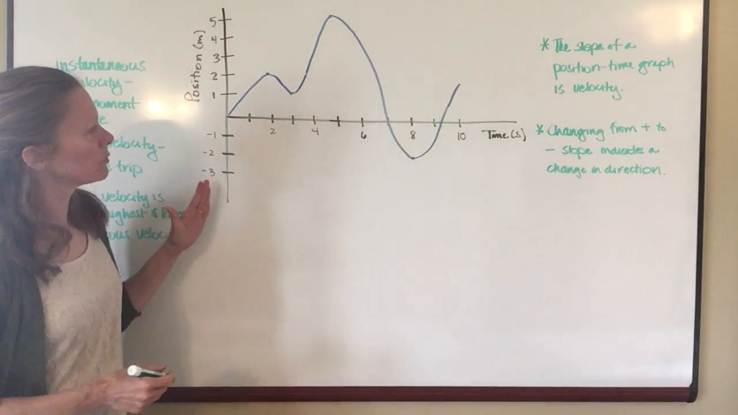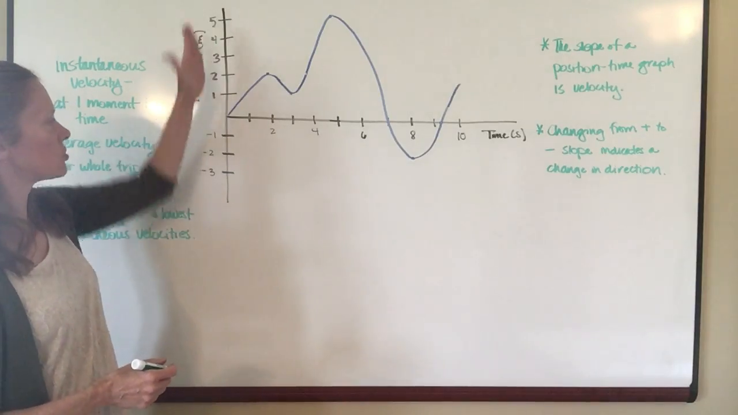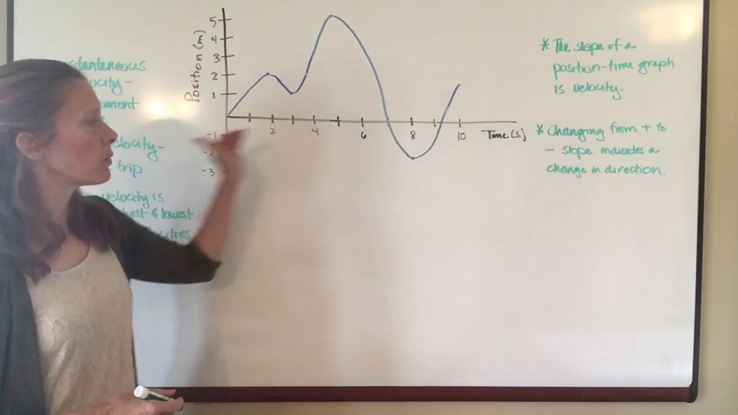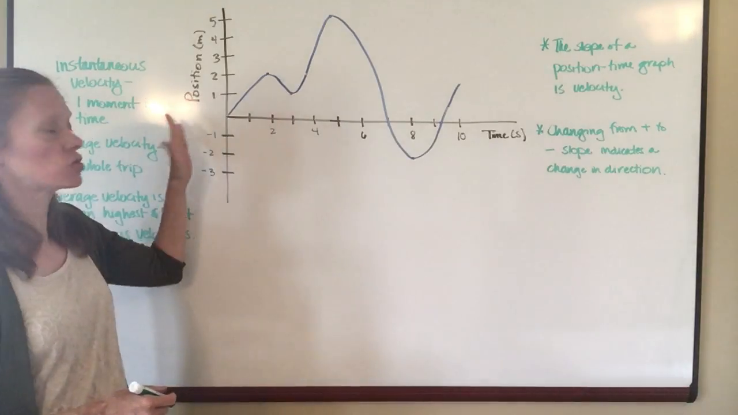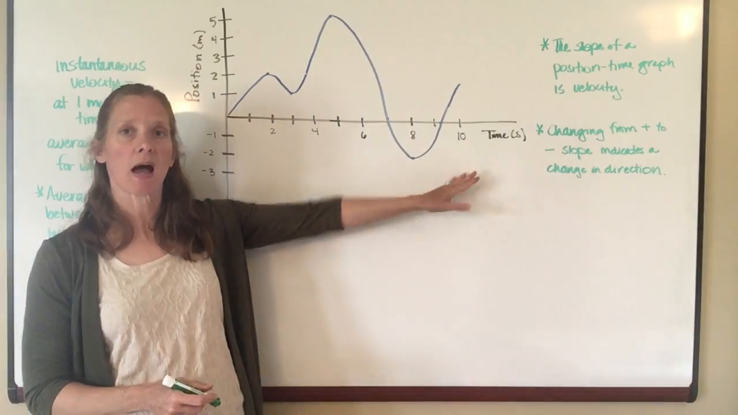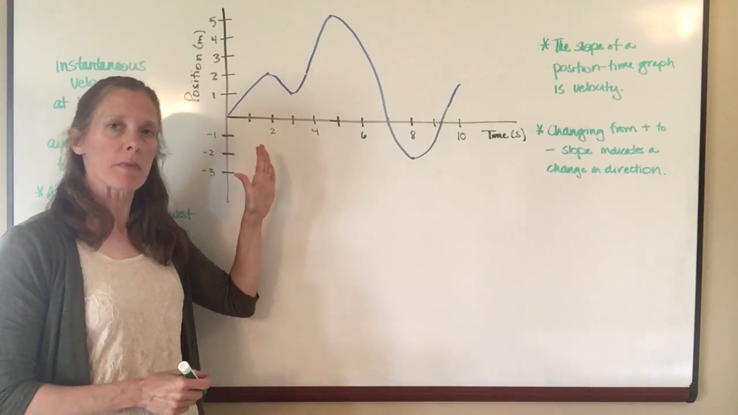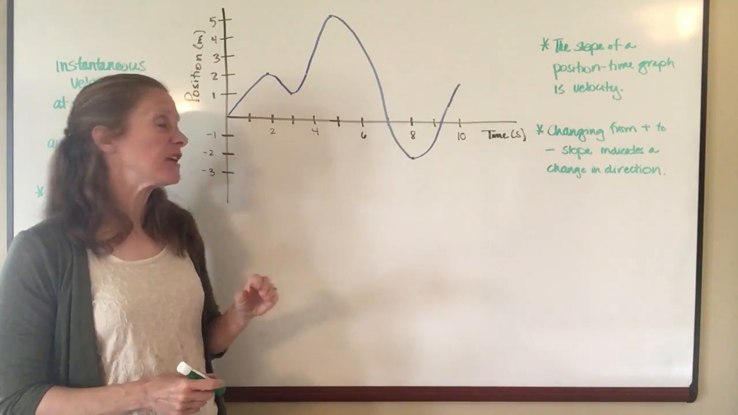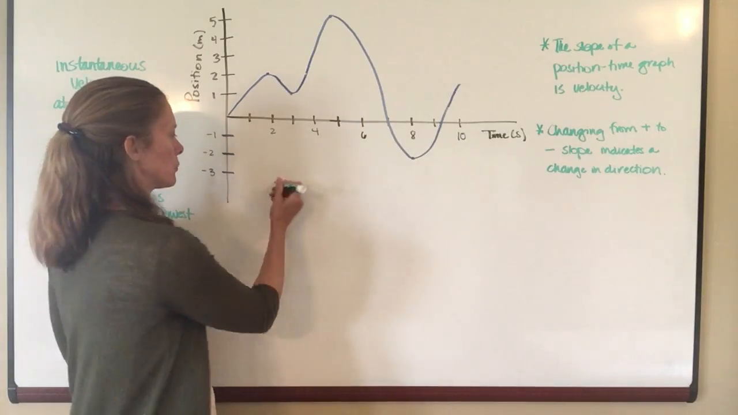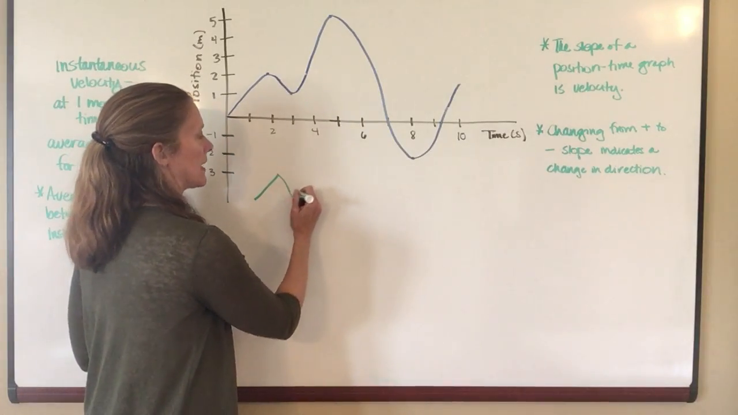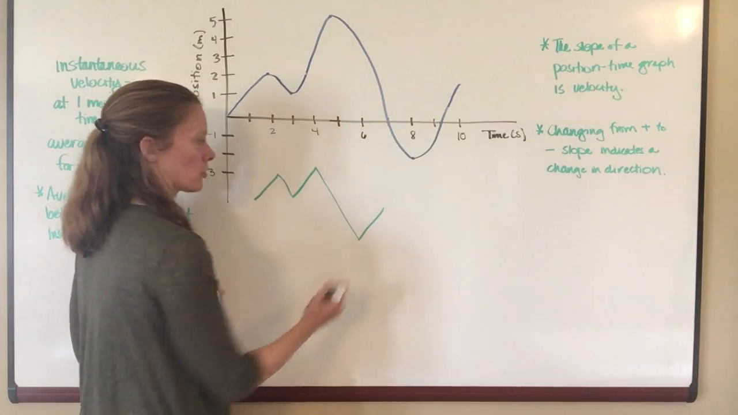So this particular position time graph, I'm going to have position on the y-axis with time on the x-axis, with position being measured in meters and time being measured in seconds. Now, it would probably look a little bit neater if I made this graph look more like a lot of straight lines, maybe more like that.